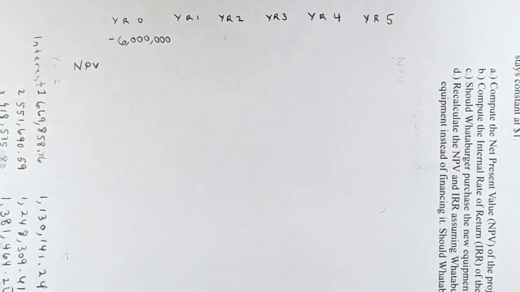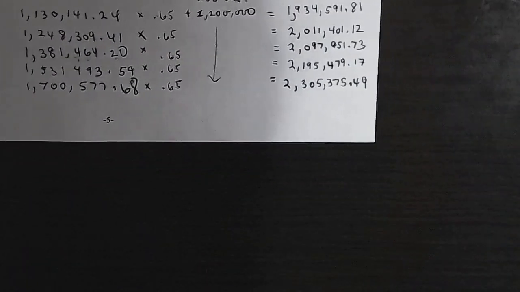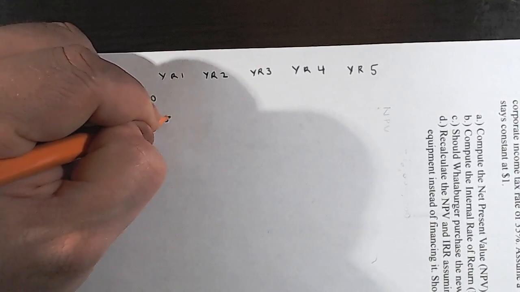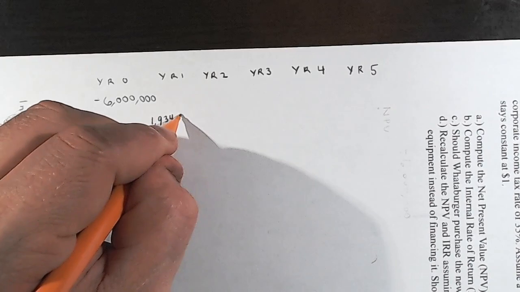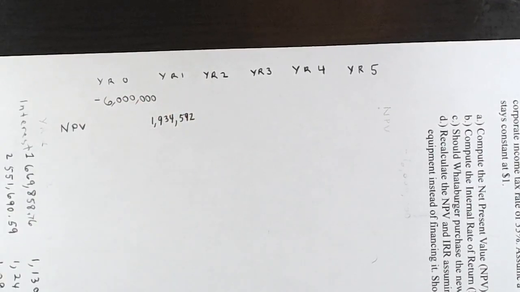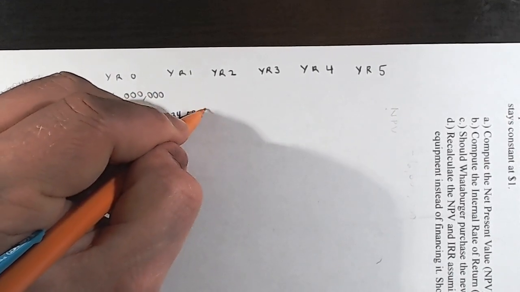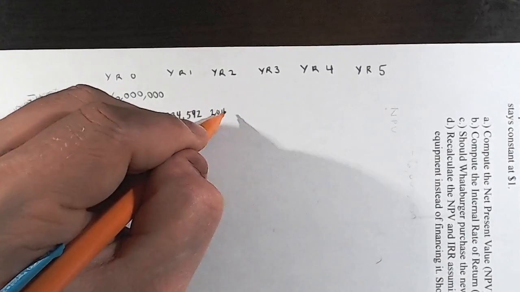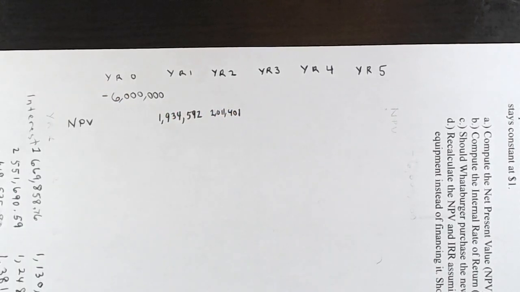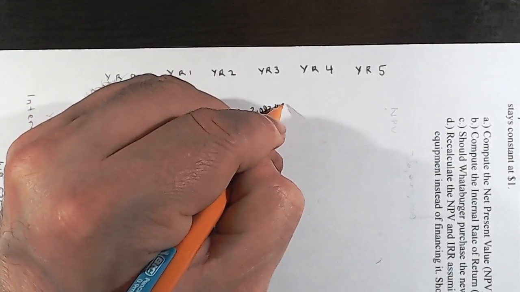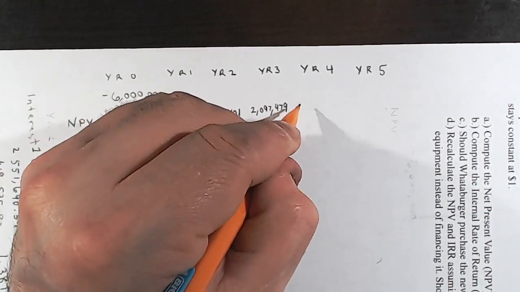Okay, so in year one, what will be my cash flow for that year? That was 1,934,591. We'll just round to the nearest whole number here, 592. Okay, in year two, I was going to earn 2,011,401. In year three, I was going to earn 2,097,479. In year four, I was going to earn 2 million.